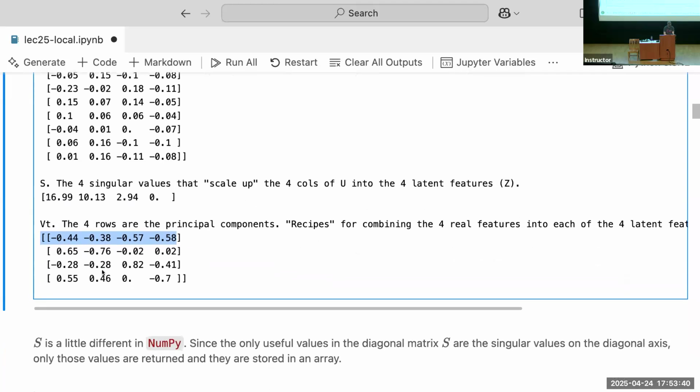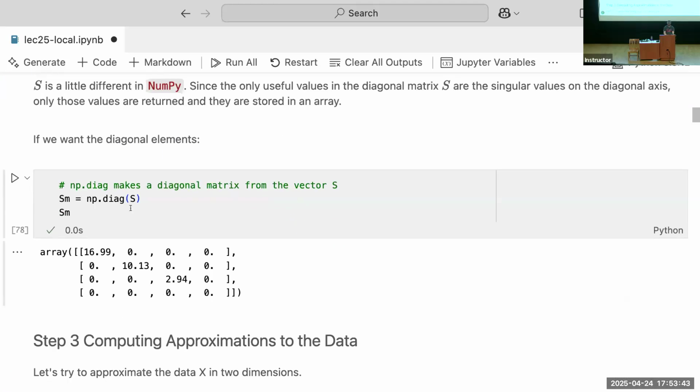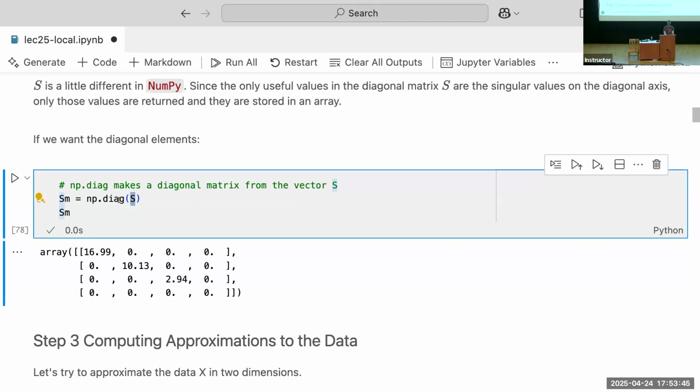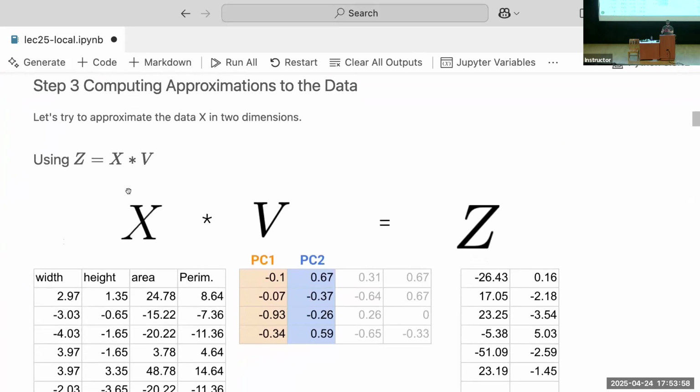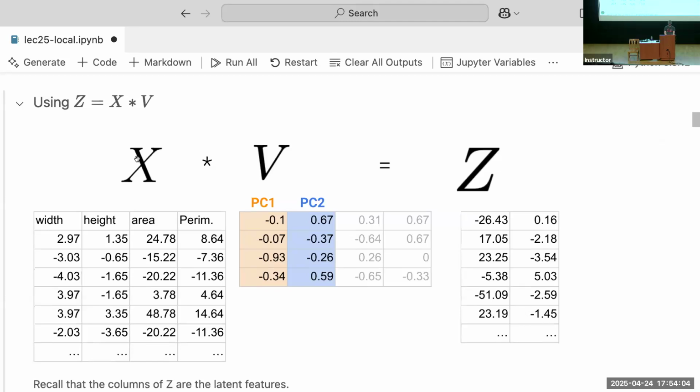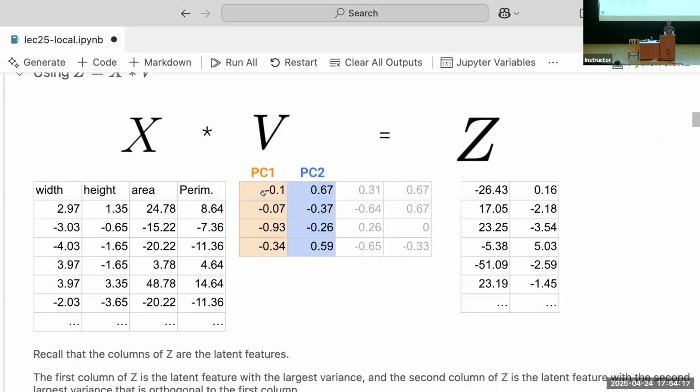So let's do exactly that. Just so you know, if you want to turn a vector into a diagonal matrix, you can use numpy.diag. It'll give you the singular values as a diagonal matrix so that we can start doing matrix multiplications. So approximations. We talked about different ways to get our latent features. One of them is to multiply X by V. V contains our principal components, which remember are recipes for constructing our latent features. So if I multiply X by the first 2 columns of V, I get all my latent features.